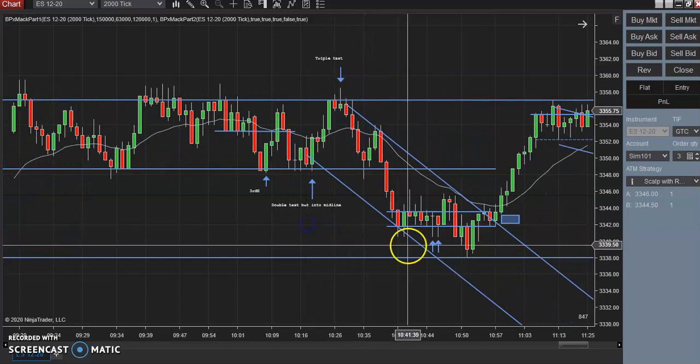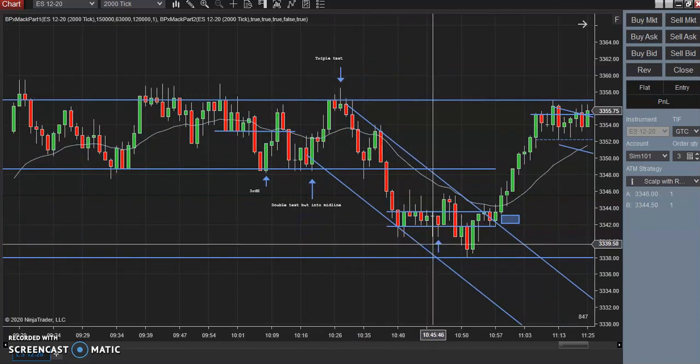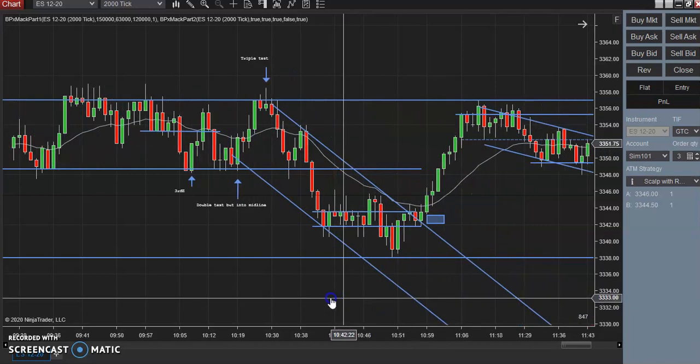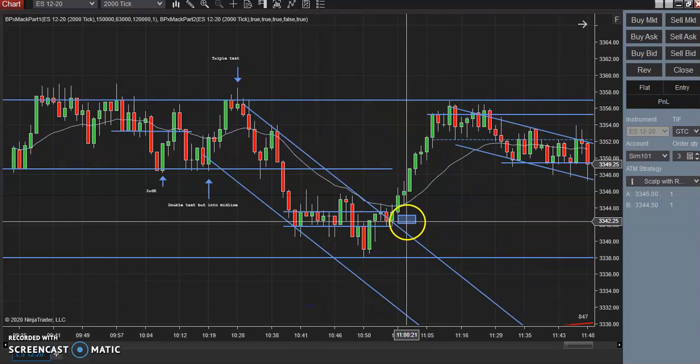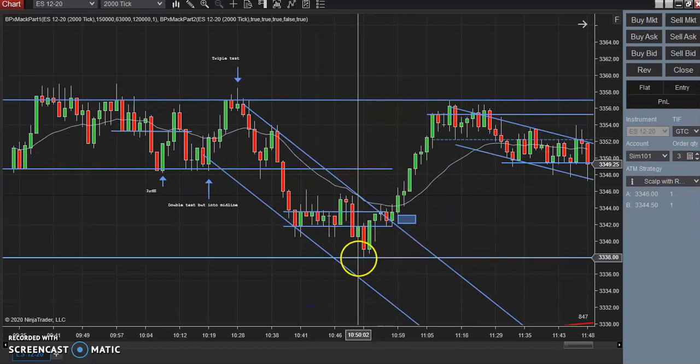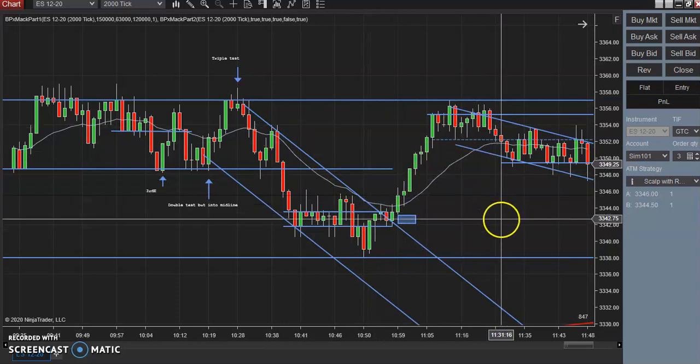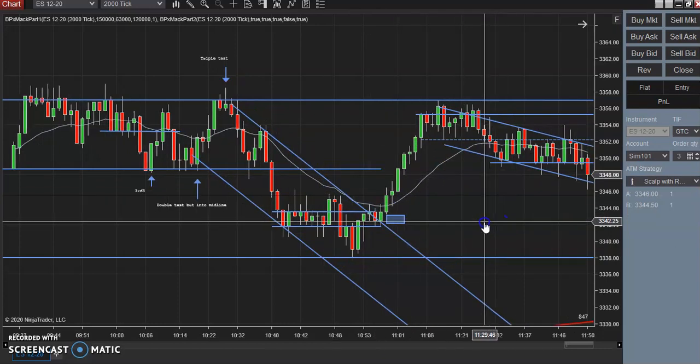And I don't know what these arrows are doing. That micro range is too small. I wouldn't have taken anything in there. And this looks like a bunch of shorts probably got trapped because there's a little channel down, and all of a sudden it shoots up. No attempt at a new low.